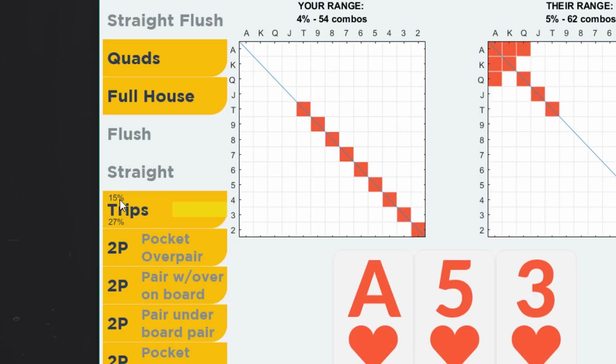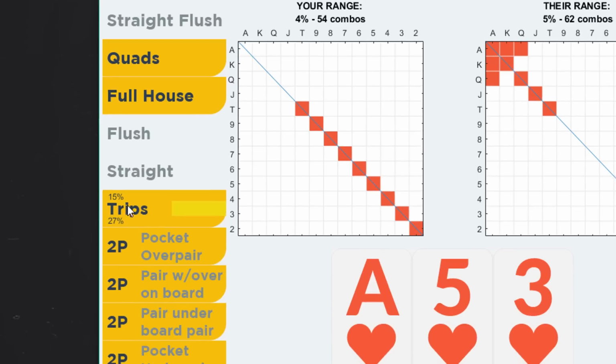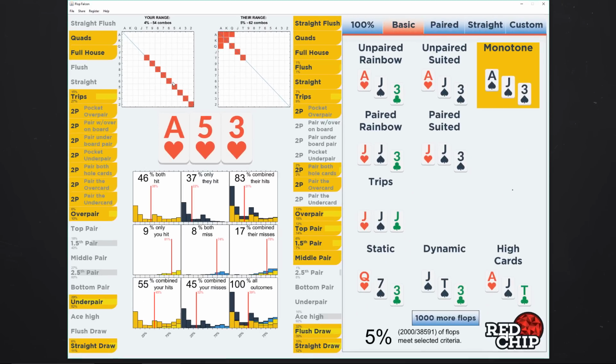What this means is the number on top is showing you how often this range in general is going to catch trips. The 27% says, okay, of the times that they hit, what density of hits is going to be trips. So overall, this is going to catch trips 15% of the time. If we're only looking at hits, trips make up 27% of that density, which is very important information.